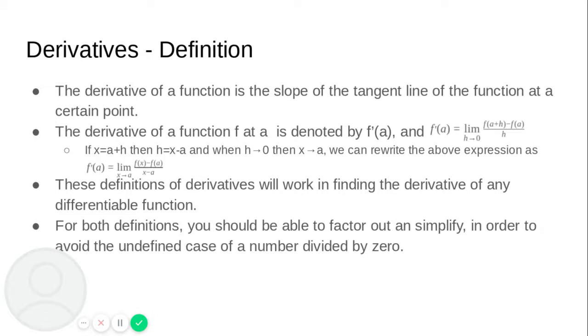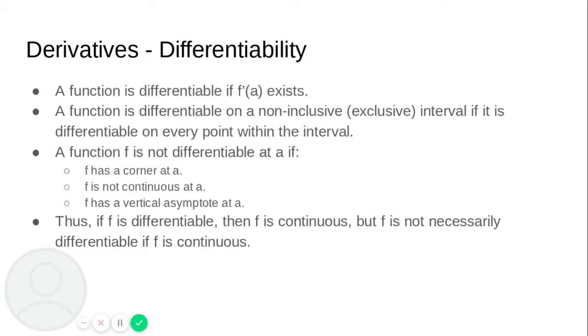And for both definitions, you should be able to factor out and simplify in order to avoid the undefined case of dividing a number by 0, because currently as they are, you would be dividing by 0, but you would be able to factor out for any continuous function that is differentiable.